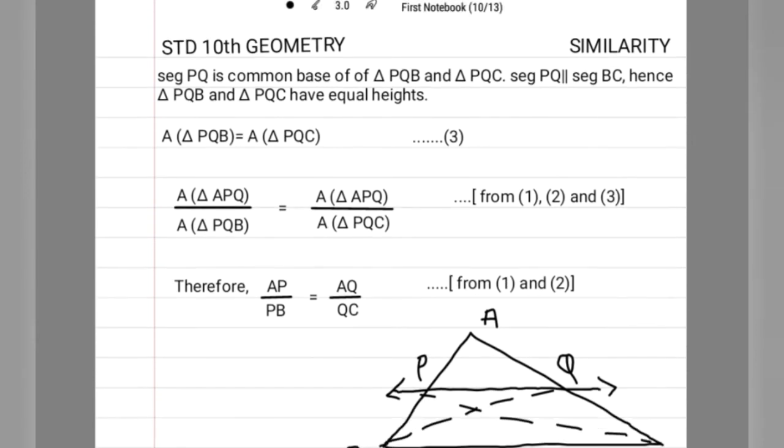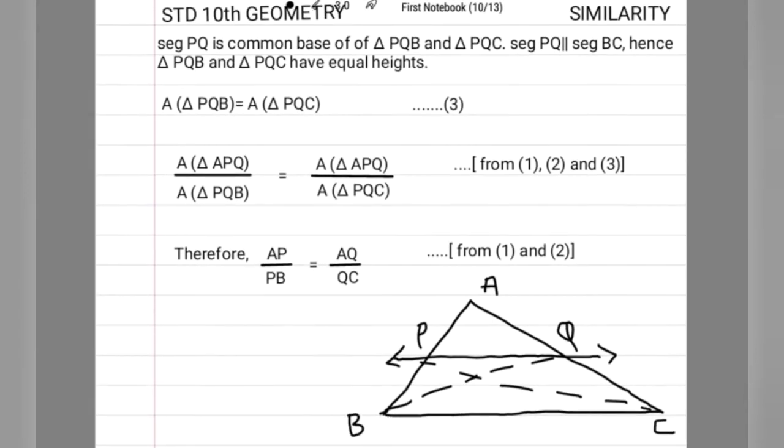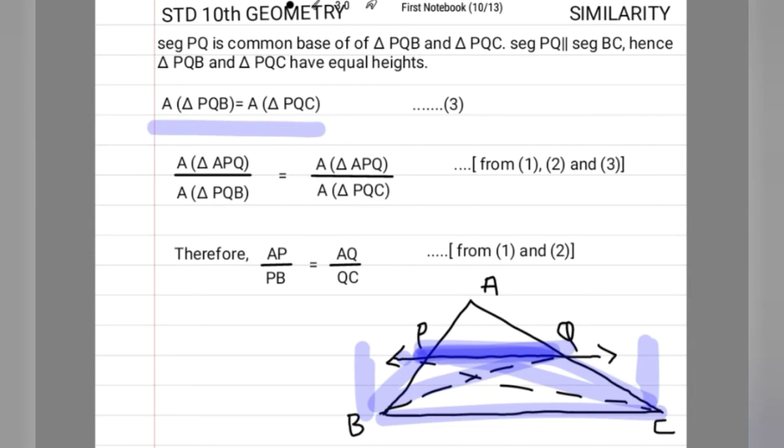Now the next thing is, if we consider these two triangles, that is PQB and triangle PQC, the segments PQ and BC are parallel, hence the height between these two lines is the same, that is, the height of both the triangles will be equal, and also both the triangles have the same base, that is PQ. So what we can say is area of triangle PQB is equal to area of triangle PQC. This is the third equation.